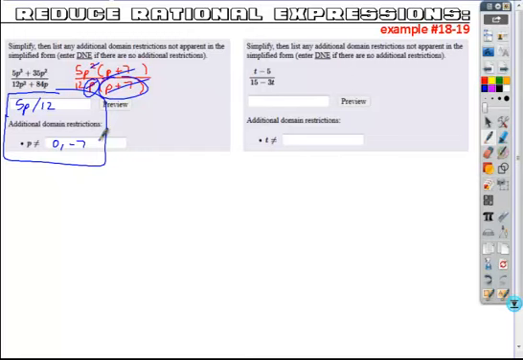Notice here that if there is more than one domain restriction, include it as a list. Okay? Because you're just listing the domain restrictions here, the order is not going to matter. But if it had asked you for the domain in interval notation, then you need to put it in the correct order.